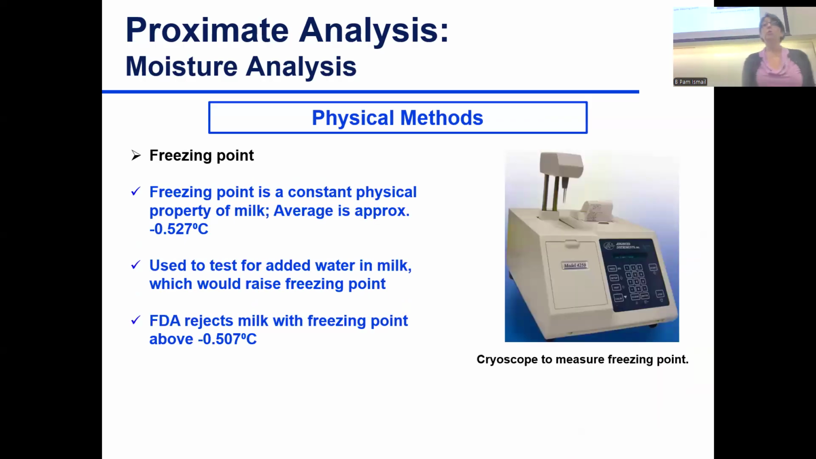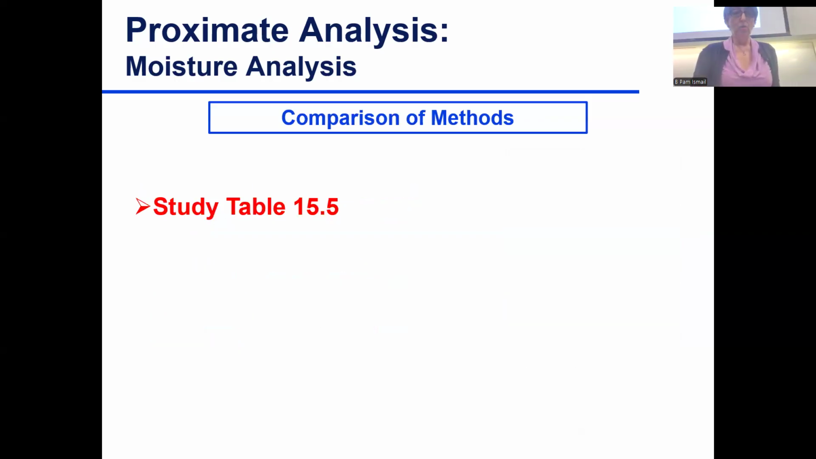Freezing point is also commonly used for milk, or liquid samples. Milk is a common one used to determine the freezing point, which for milk is -0.527. So if there is more water than should be in milk, the freezing point will be higher. Okay, so FDA rejects milk with a freezing point above -0.507.